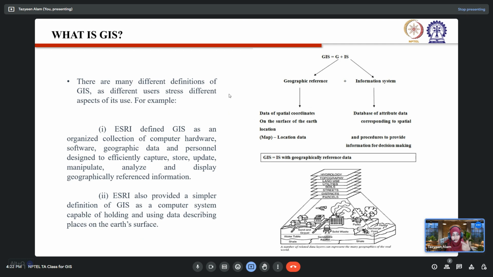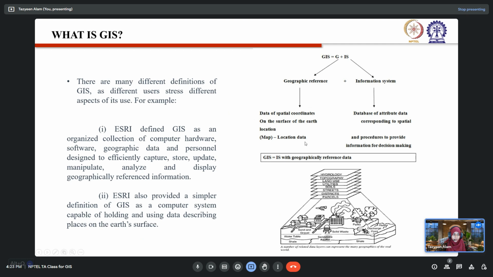And the second one is a simpler definition: a computer system capable of holding and using data which is described on different locations on the surface of the earth. So what you are doing here, if you break down the word GIS, your G stands for your geographic reference, and your IS is your information system. So your geographic reference is related to the data of spatial coordinates on the surface of the Earth's location.